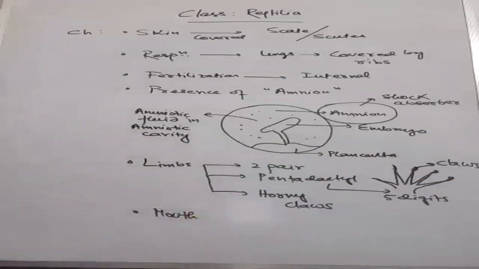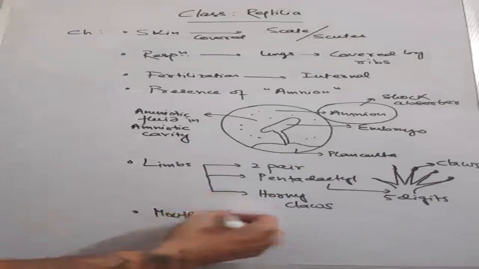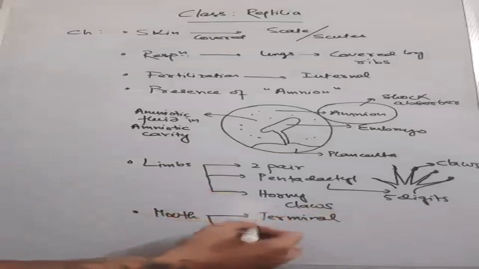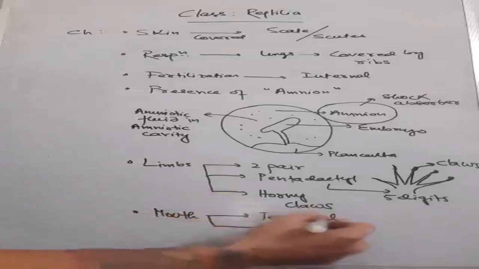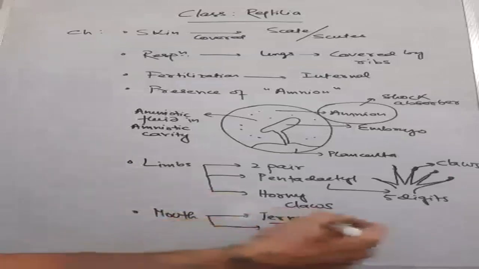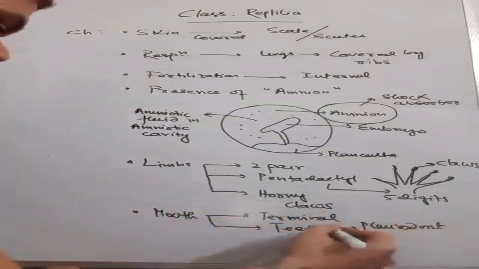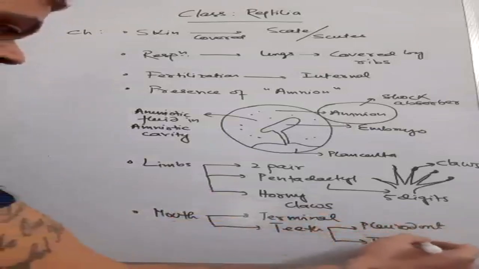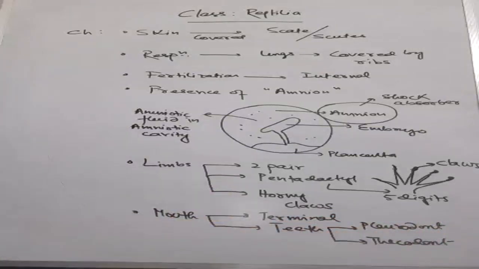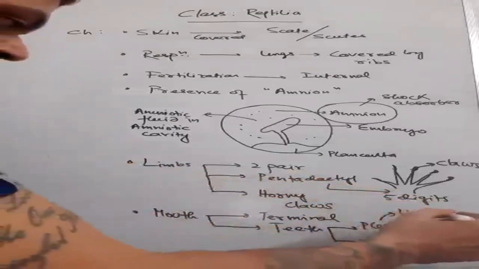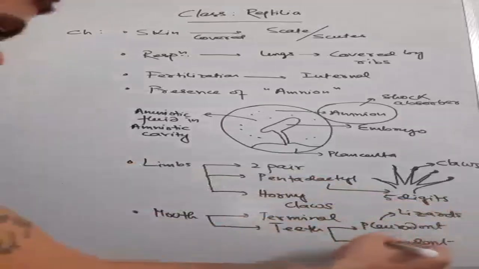The mouth. When you talk about the mouth of the reptile, it is terminal, meaning at the terminal tip, and the mouth has teeth. The teeth are pleurodont and thecodont. Now, I will explain the terms pleurodont and thecodont. Pleurodont teeth are present in lizards, and thecodont type of teeth is present in crocodile.